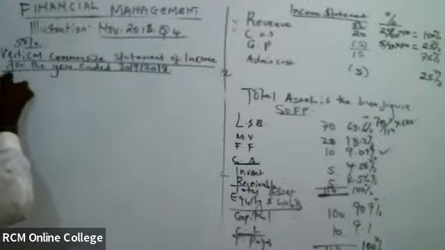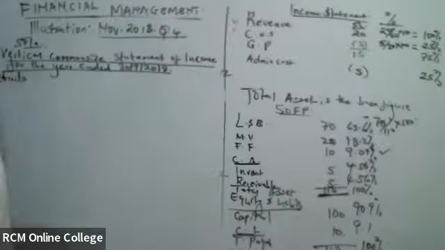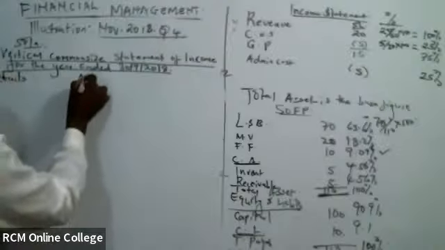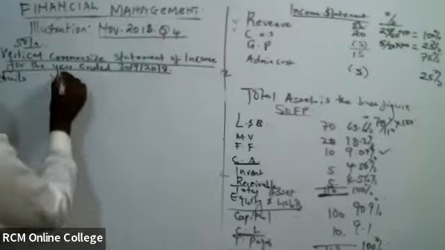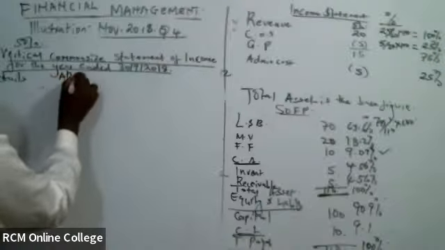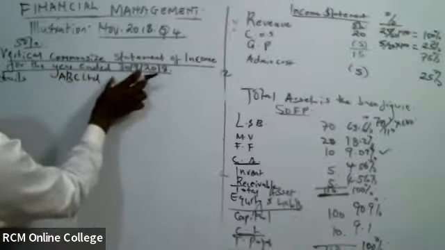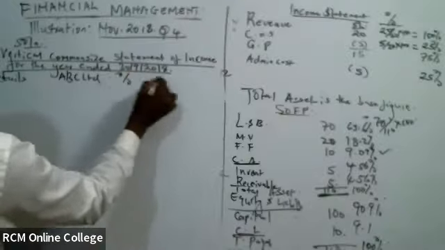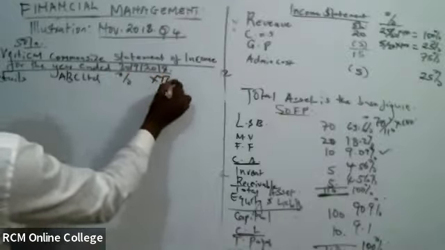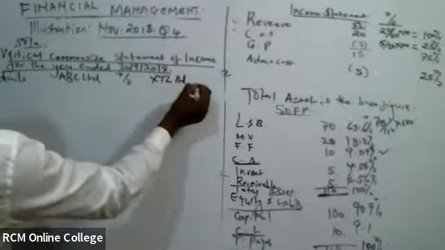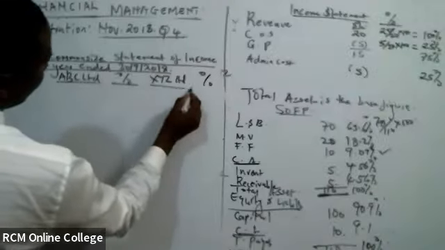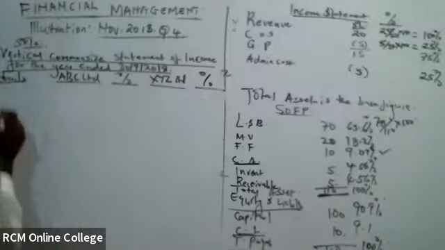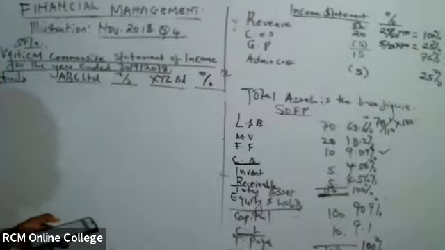Class, here we can have the details. ABC Limited. We have some space here, and you leave a space for the percentages. Then XYZ Limited, then we have the percentage of the same. ABC Limited and XYZ Limited like that.